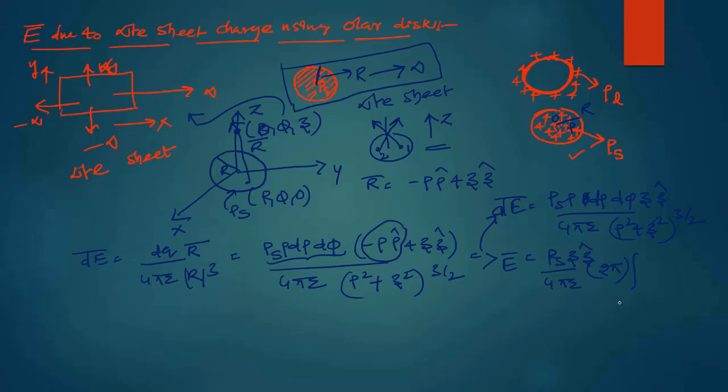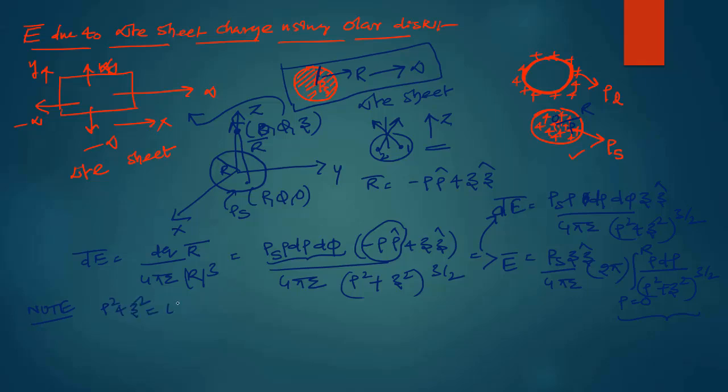E bar, rho is equal to 0 to R, we have to perform the integral of rho d rho by (rho square plus z square) whole power 3 by 2. Okay, so this part I am doing separately here. See carefully, again the same approach that we used in the first case.